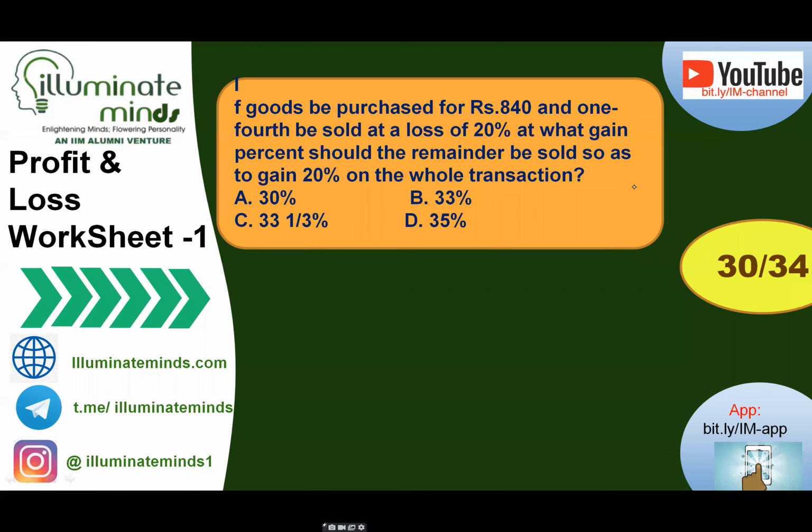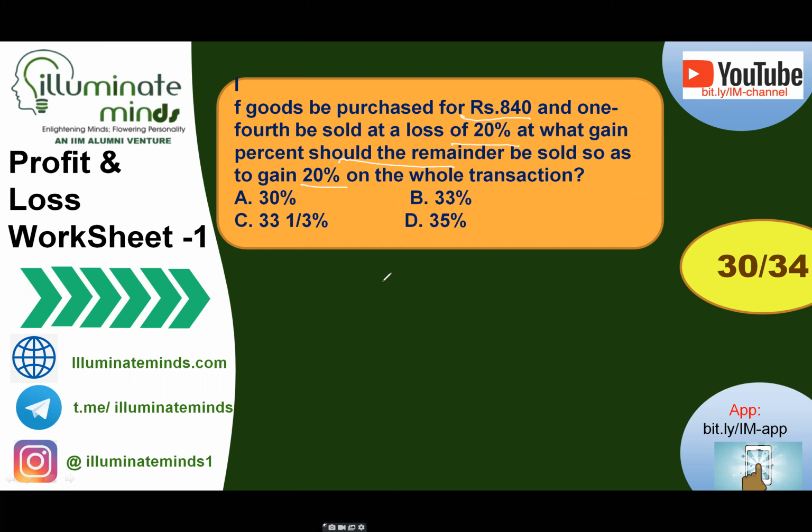Question number 30. If the goods be purchased for rupees 840 and one fourth be sold at a loss of 20%, at what gain should the remainder be sold so as to gain 30%? I hope we have not missed the line in this case also. No problems. So how we'll do this?